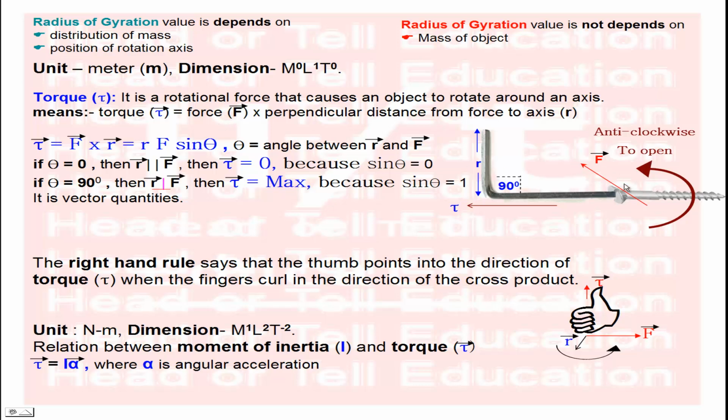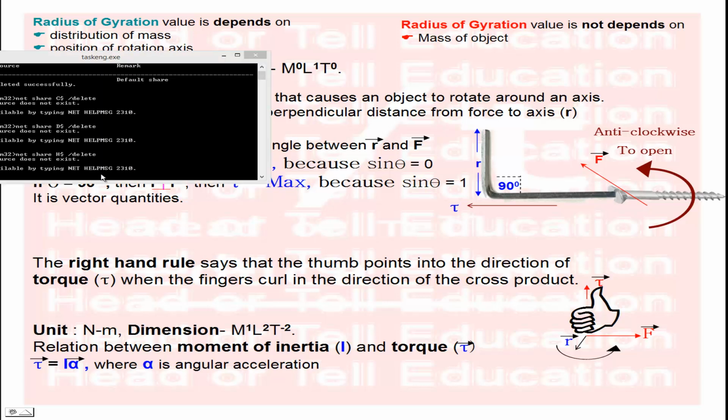So torque equals force, this is force, multiplied by the perpendicular distance from force to axis. So this is the distance, the perpendicular distance from force to axis. So we can write torque equals F cross R, which is equal to F R sin theta, or R F sin theta. Theta is the angle between R and F.